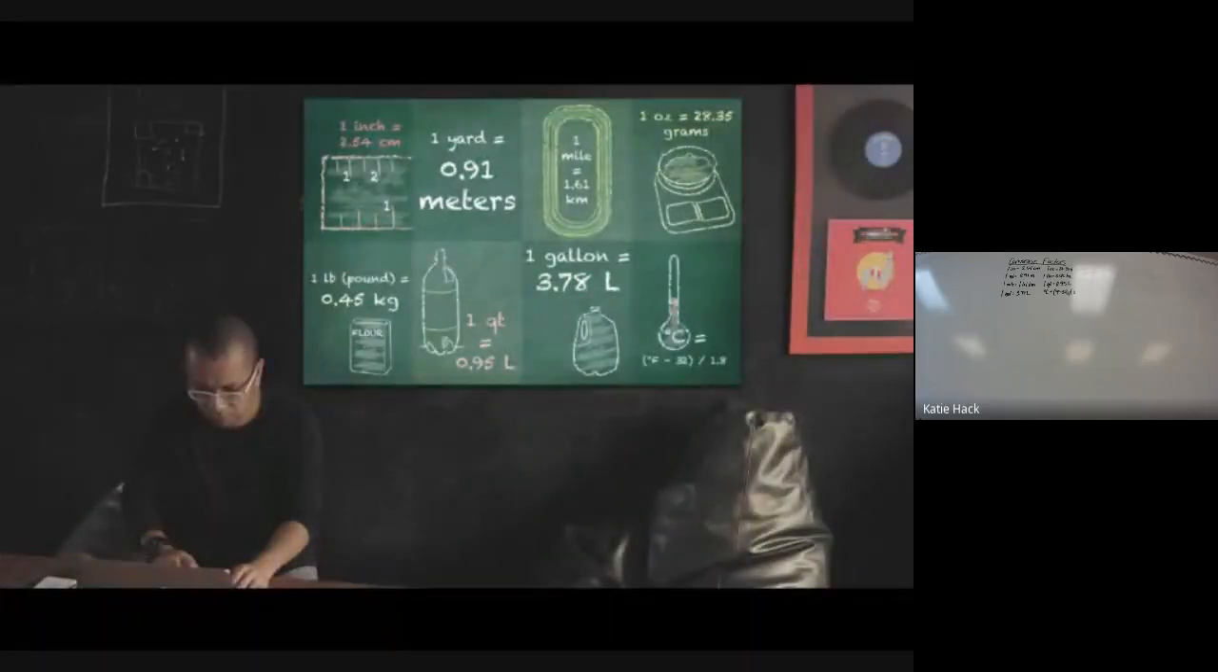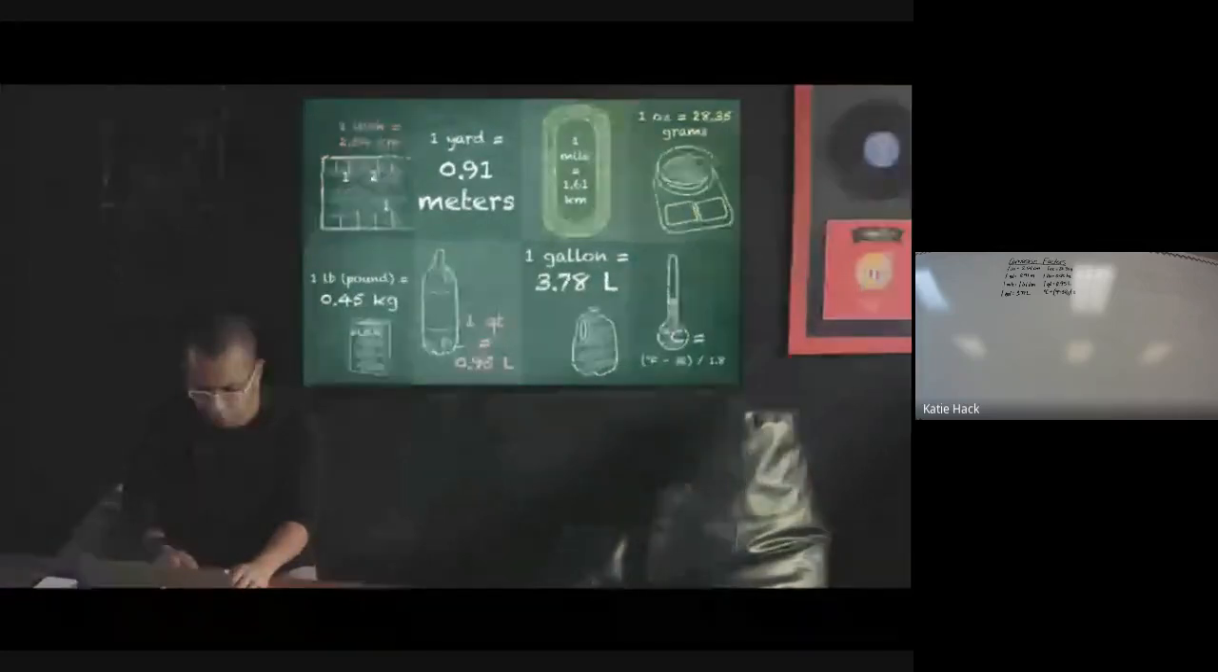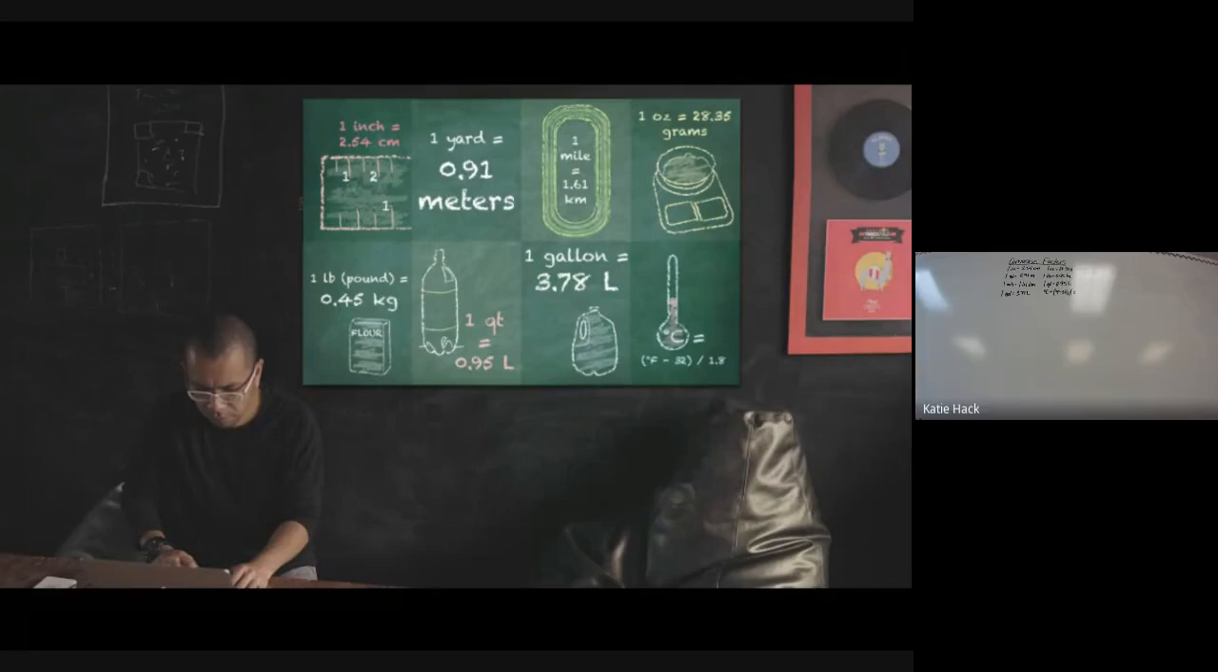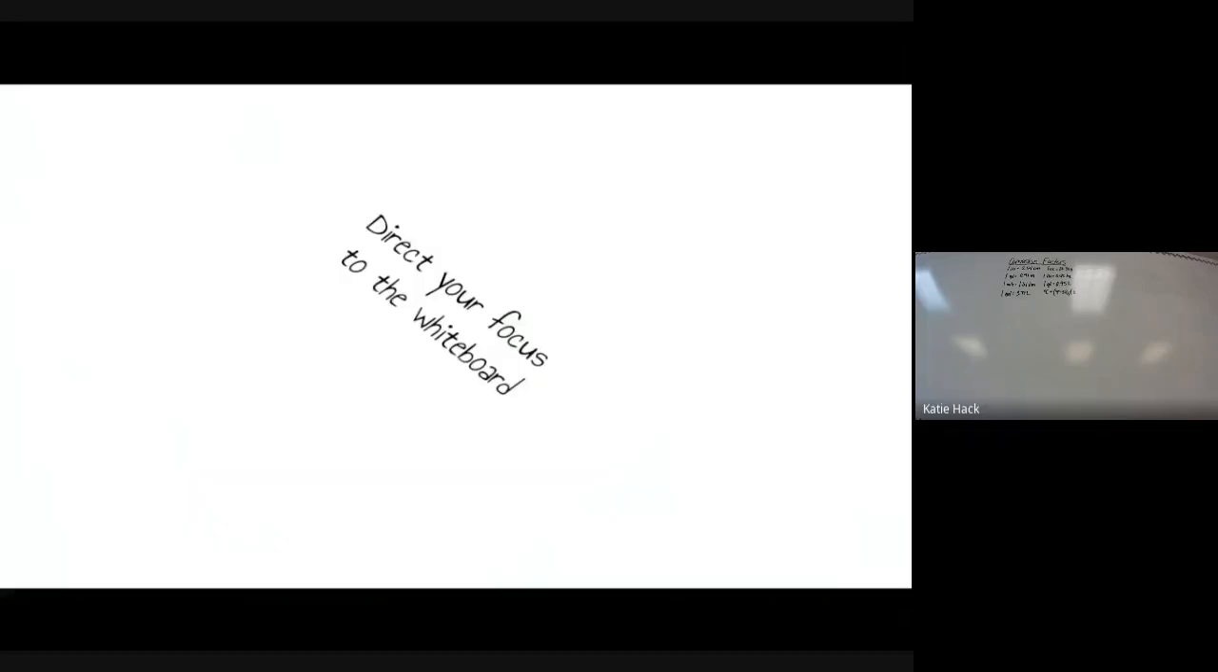Okay, so these are some conversion factors. I've also written them up on the board. 1 inch is the same as 2.54 centimeters. A yard is 0.91 meters. A mile is 1.61 kilometers. An ounce is 28.35 grams. 1 pound is 0.45 kilograms, and so forth.